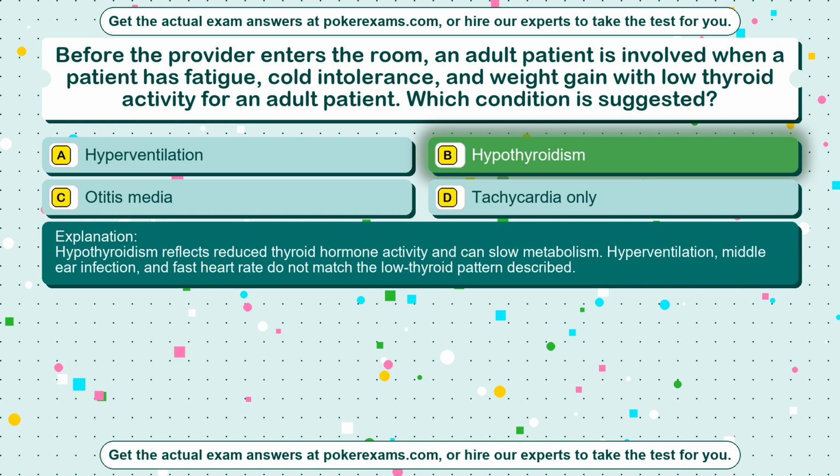Hypothyroidism reflects reduced thyroid hormone activity and can slow metabolism.